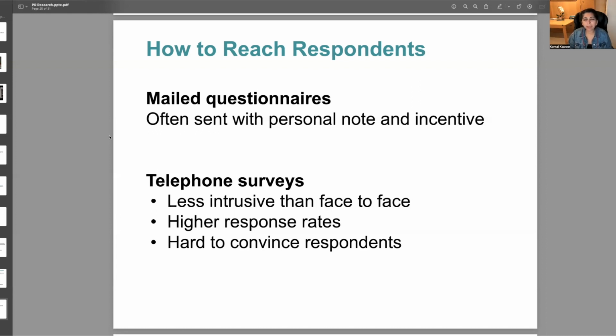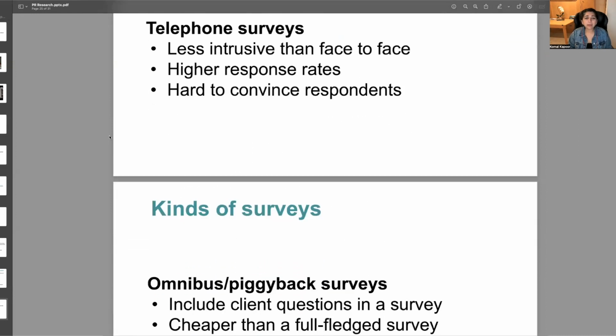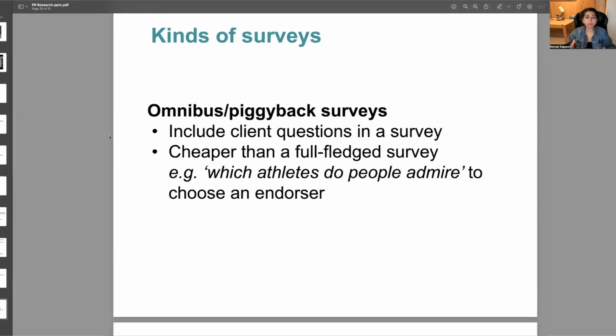Sometimes when you pay people handsomely, you might get something. But if somebody is on the phone with you, most likely they will complete that survey for you on the phone. But it's hard to get people to just be there and spare that time and talk to you. The next few ways to do a survey is, one is called an omnibus or a piggyback survey. Now, this is an interesting way to conduct survey, and I have a really good example.